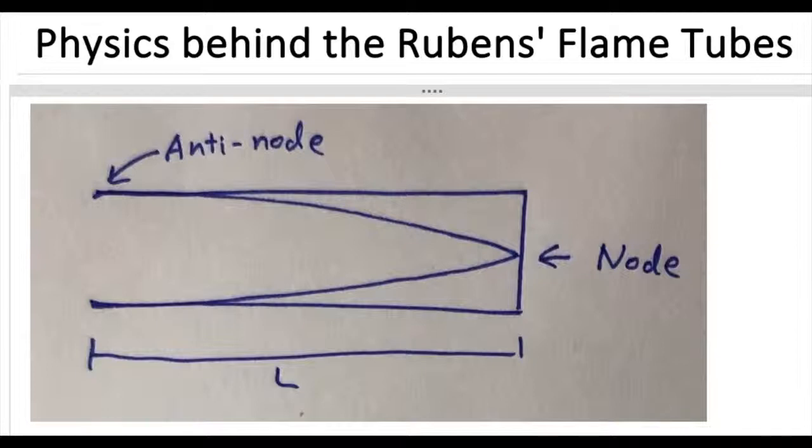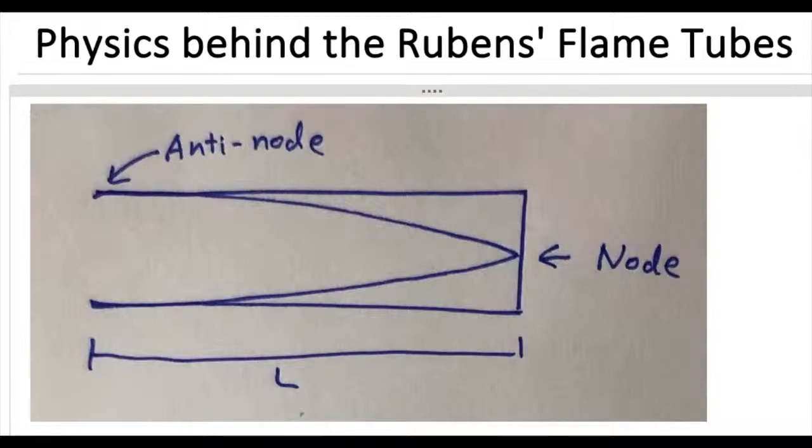To understand the physics behind the Rubens flame tube, we have to understand the basic concept of the closed-ended pipe. If the pipe is closed-ended at one side and open-ended at the other side, the open-ended side has to end with antinode, and the closed-ended side has to end with node.